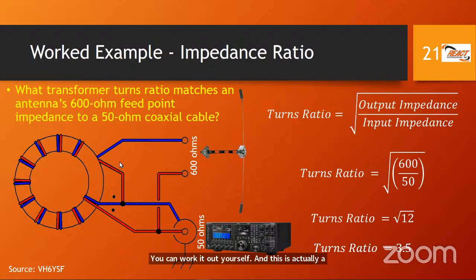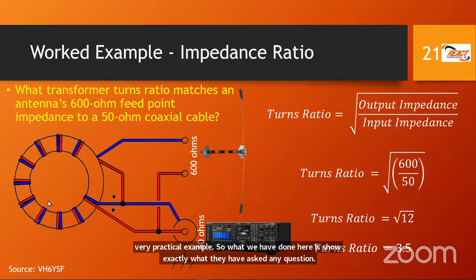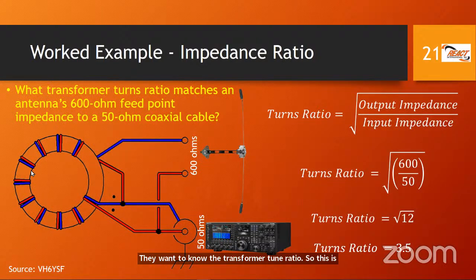So what we have done here is show exactly what they've asked in the question. They want to know the transformer turns ratio. So this is a transformer, we're building it over a toroidal core, and we'll come to toroids in a little bit. So you have one coil of wire wrapped around this disc, and then we have another coil of wire also wrapped around, and that's a transformer as well. Two coils of wire wrapped around a core, all right? It's just a circular core. And we want to know how many turns the secondary would need to be with respect to the primary.